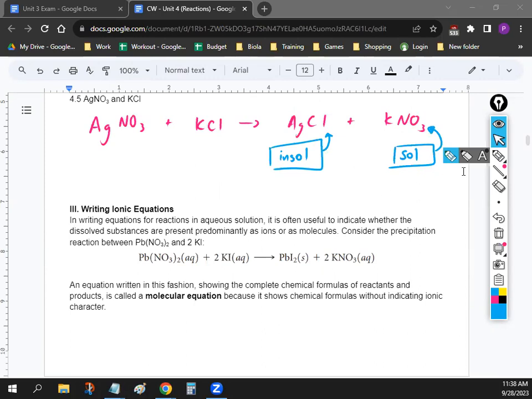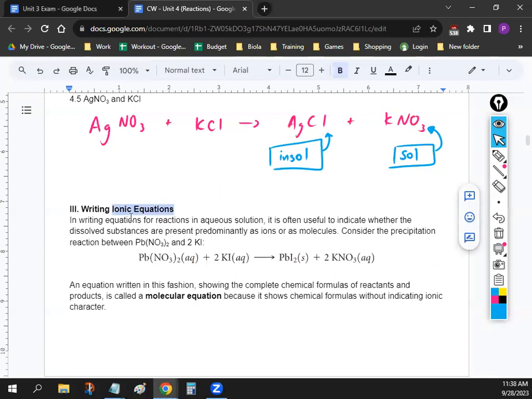Okay, let's move on. What we're going to be doing now is learning something called ionic equations. You're familiar with regular chemical equations, but when it comes to working with solubility and ionic compounds, there are other types of chemical equations you'll have to be familiar with. This isn't super important now, but once we go into the later units that have to do with acid base, I think it's like unit 12 and 13, this will become super important.